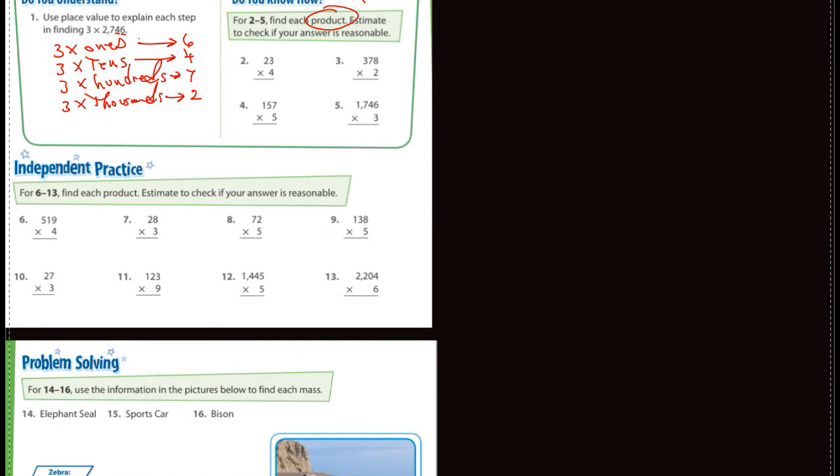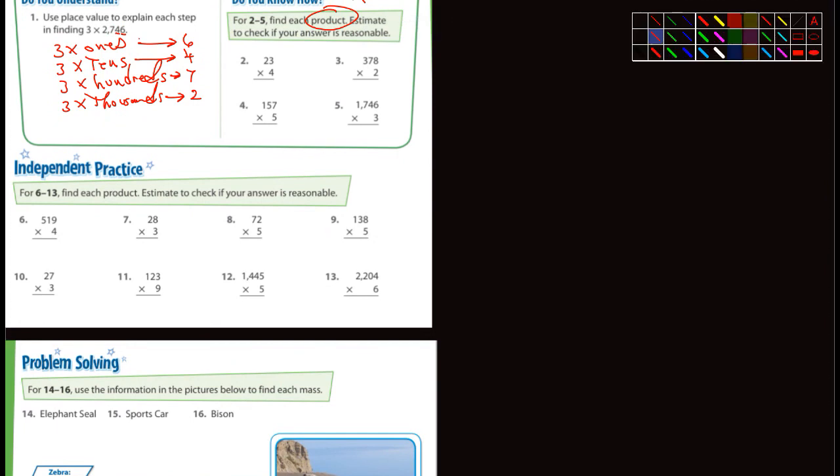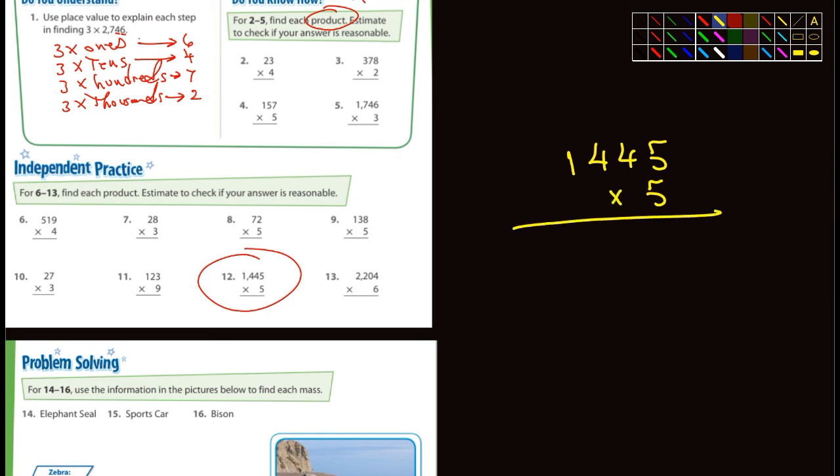Let me pull one out here. Let's do one. Let's look at number 12 together here. So we have 1,445. And we're multiplying that by 5. Okay? 5 times 5 is what? 25. Put down the 5. Carry the 2. 5 times 4 is 20. Plus 2 more is 22.